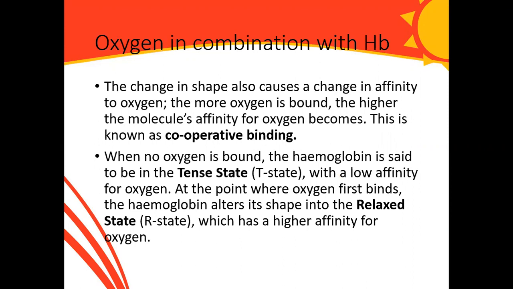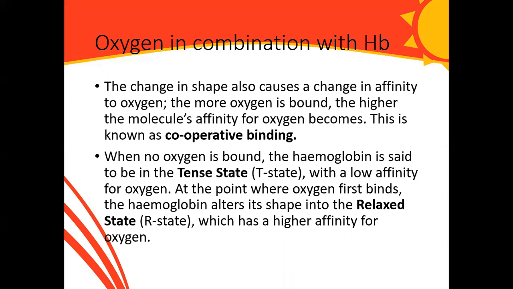There's a change in shape of hemoglobin as it combines with oxygen. And this change in shape helps to define the affinity of hemoglobin for oxygen. So the more oxygen is bound to the hemoglobin, the higher the molecule's affinity for oxygen becomes. And this is what is referred to as cooperative binding. The more oxygen binds to hemoglobin, the more hemoglobin has affinity for oxygen.